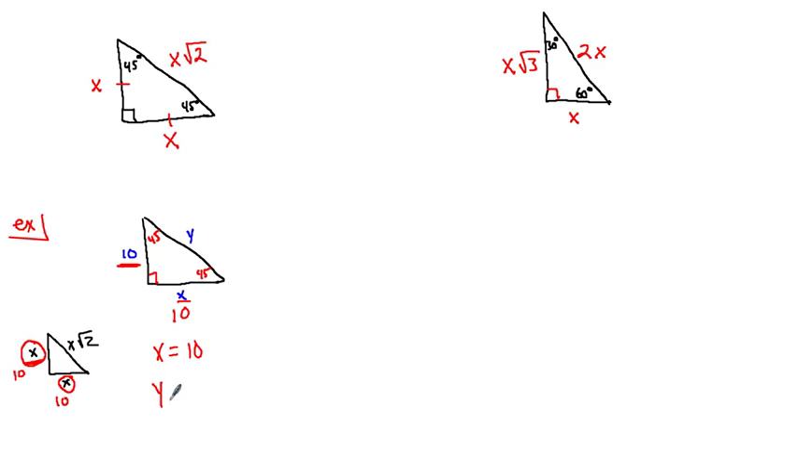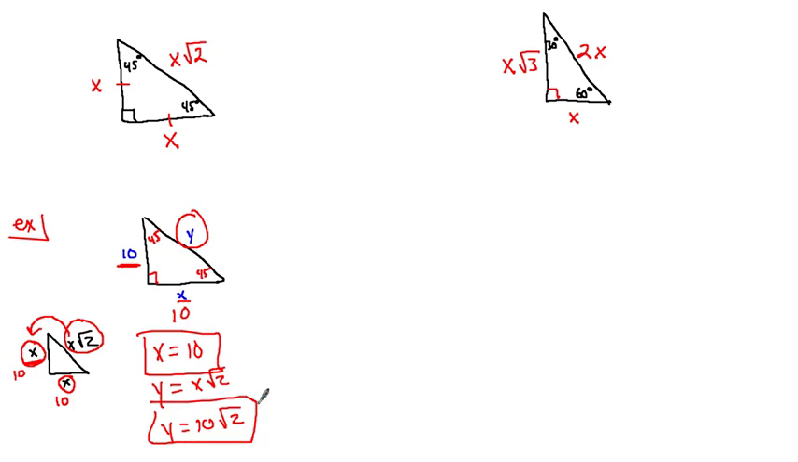Okay? Y right here corresponds to x square root of 2. So y equals x times the square root of 2. But we already know that this x is this x, and this x is 10, right? And so this is 10, this is 10, so this y equals 10 times the square root of 2. So x equals 10, y equals 10 times the square root of 2. All right? Don't worry, it will get better and easier. So now we're doing an example of a 30, 60, 90.